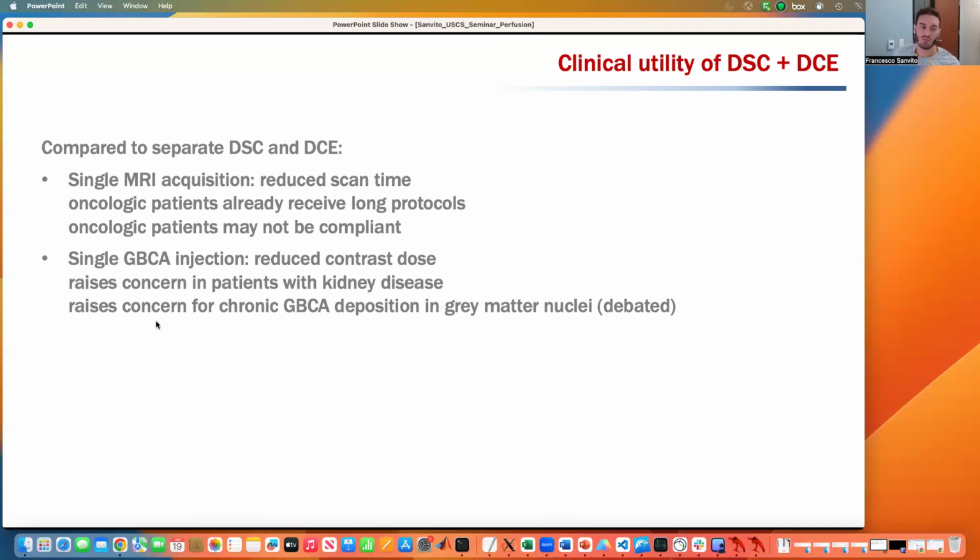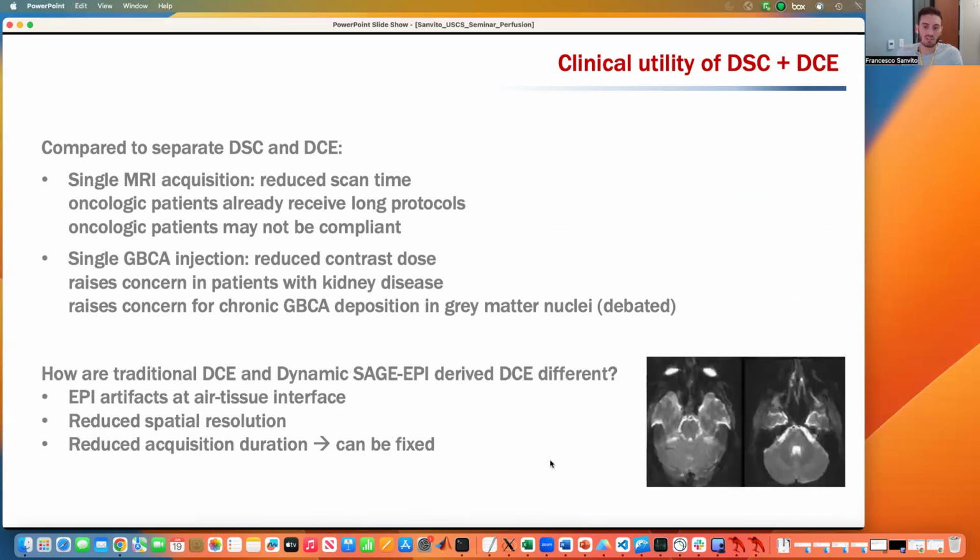There is that concern about chronic deposition of contrast agent in the deep gray matter. This is debated because we are not sure what the clinical counterparts of this are, but I also want to add there are ecological, environmental reasons why we should be concerned about the amount of gadolinium we're constantly using. So if we can reduce that and obtain the same results, that should be desired.